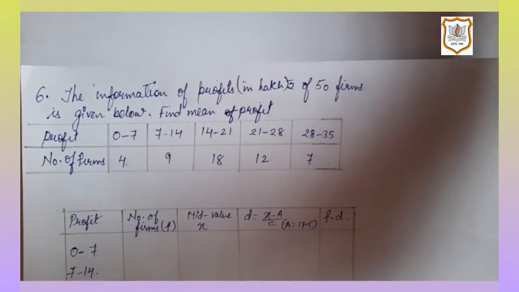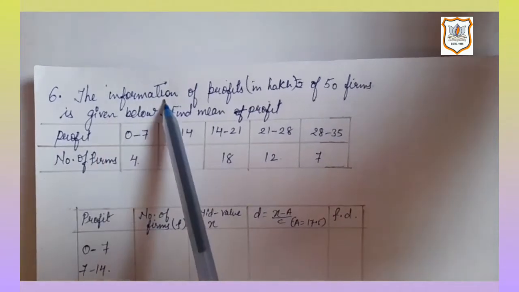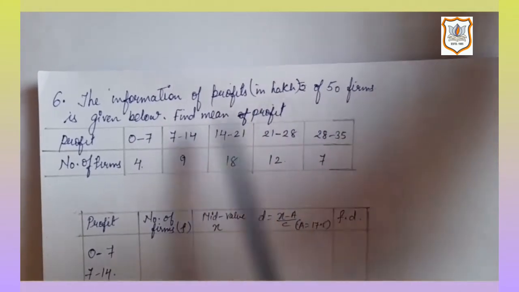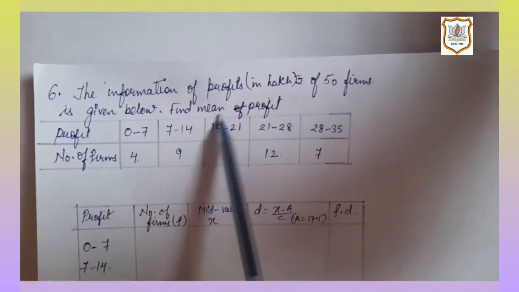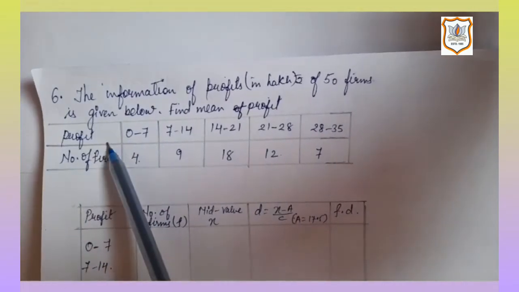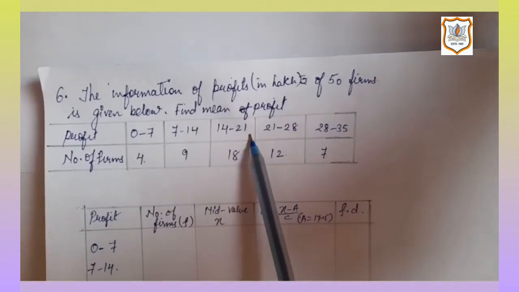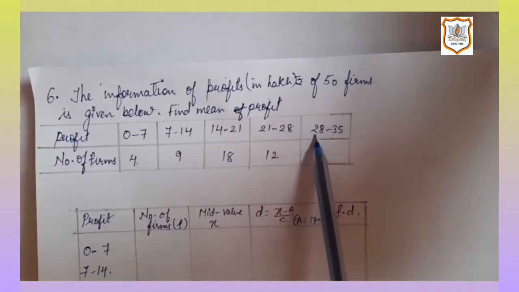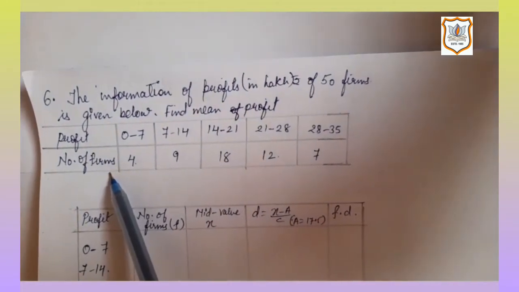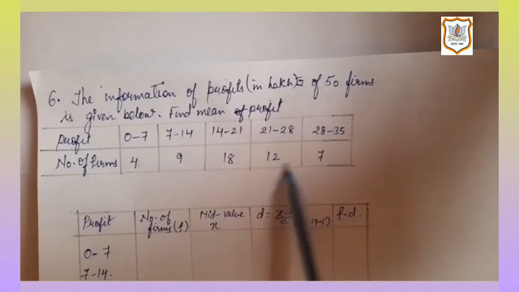Now we will continue with sum number 6 of exercise 3.1. The information of profit in lakhs of 50 firms is given below. Find the mean profit. Here profit and number of firms is given. Profit is 0 to 7, 7 to 14, 14 to 21, 21 to 28, 28 to 35. Number of firms, that is also the frequency: 4, 9, 18, 12, 7.